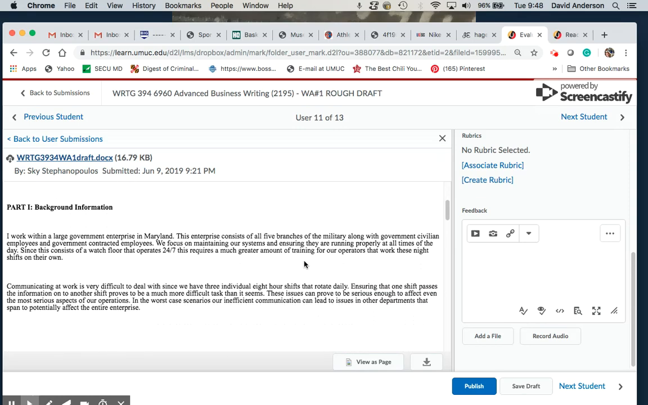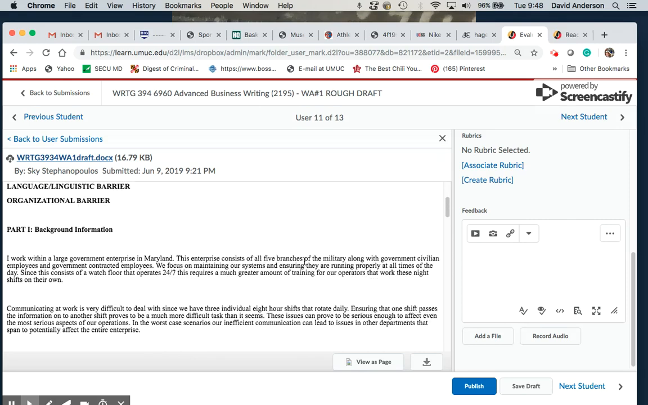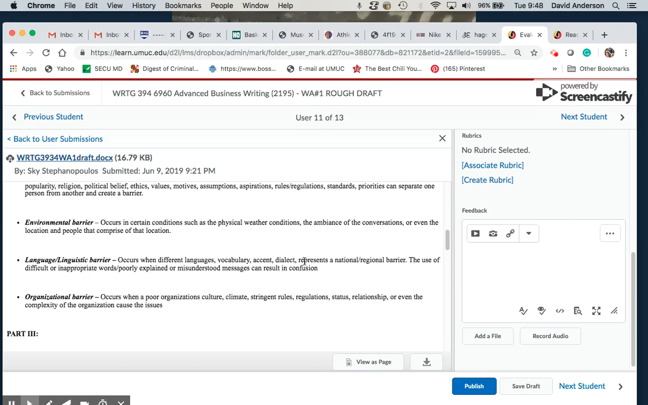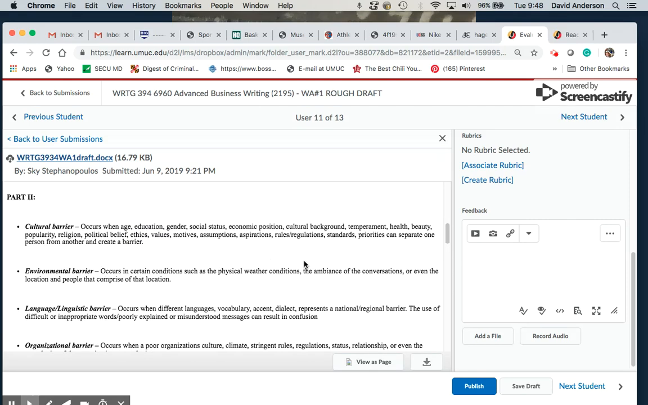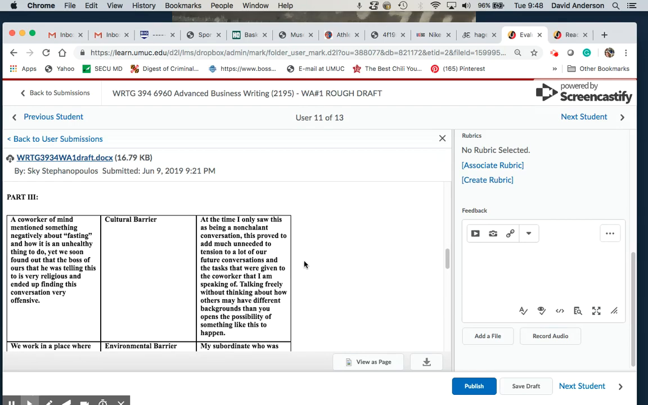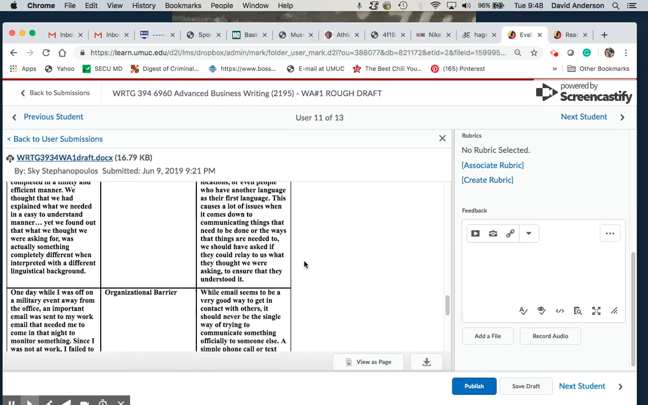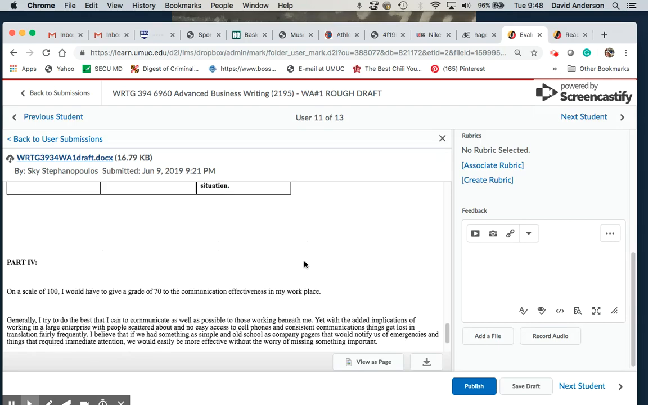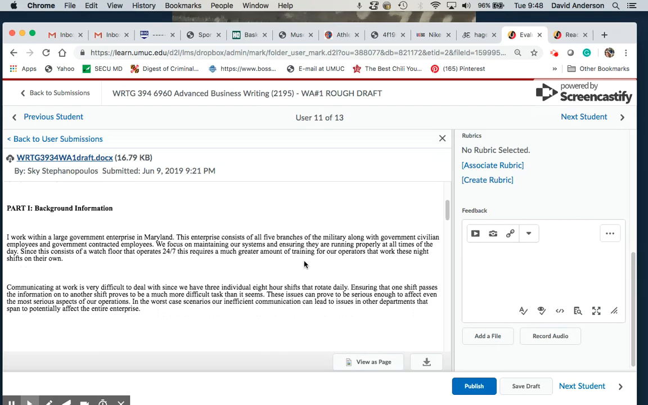So if I just do the nuts and bolts, I see you have the first part in a relative paragraph form, the second part, a list of identifying barriers, then a table to show specific incidents, and then another paragraph form. So if I look at the nuts and bolts, I see that you have all the components available.